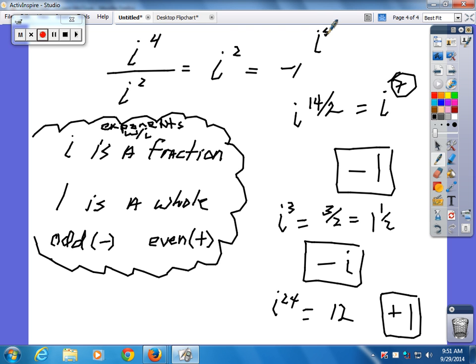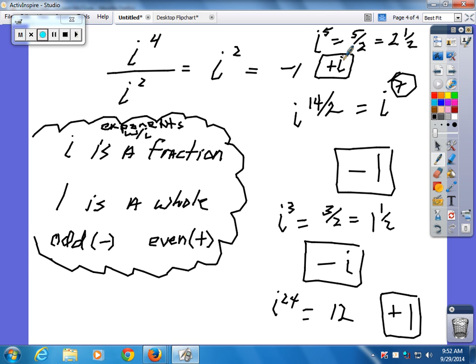i to the 5th. What's 5 divided by 2? 2 and a half. What is 2? Is it even or odd? Even. And what is a fraction? What is 2 and a half? That's a fraction, so your answer is positive i. So that's your 4 possible answers.